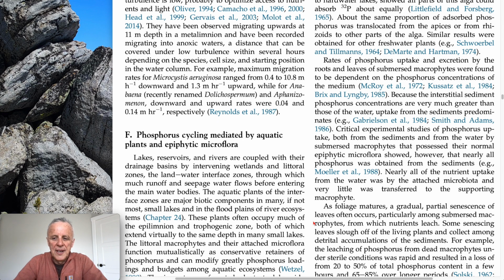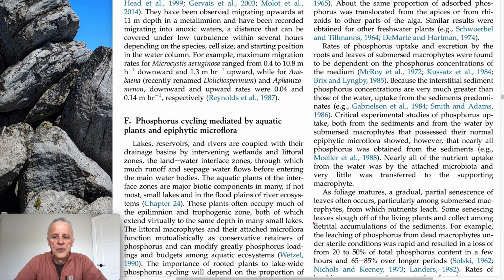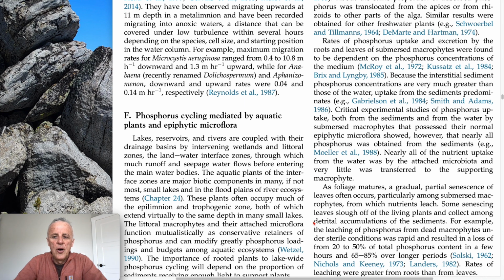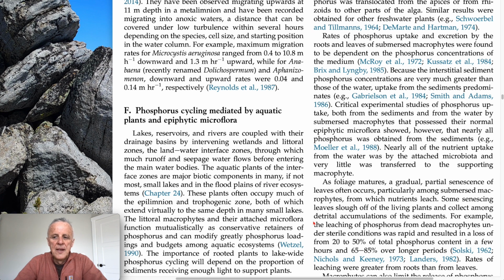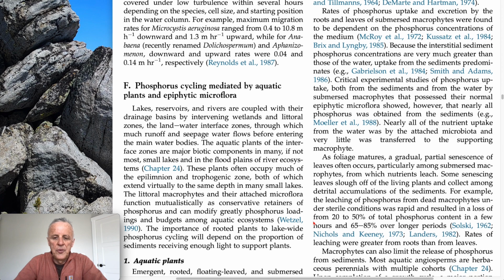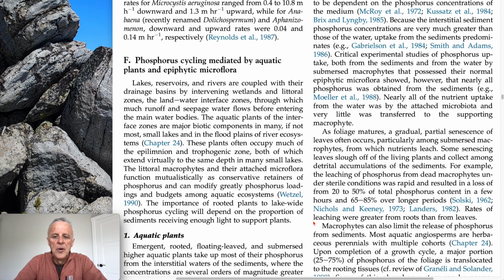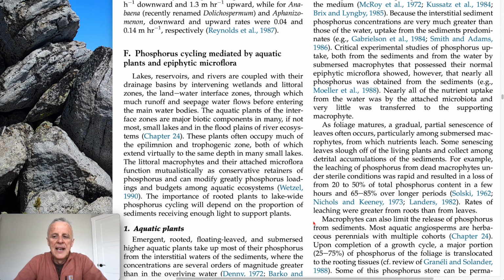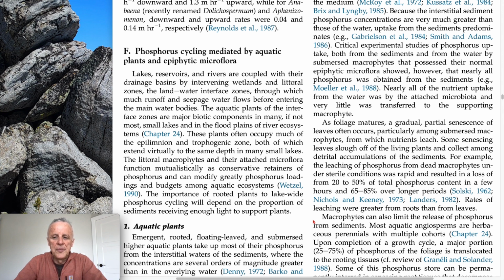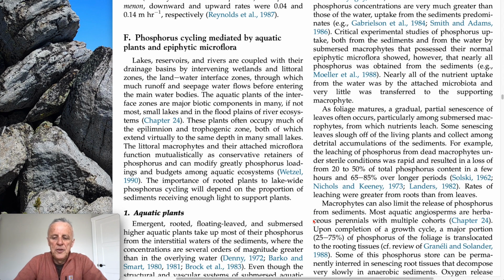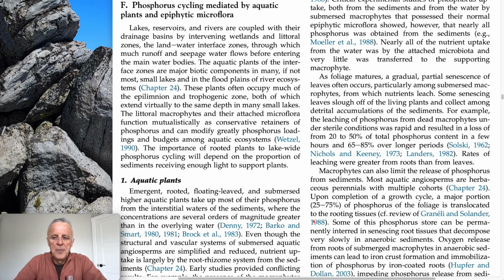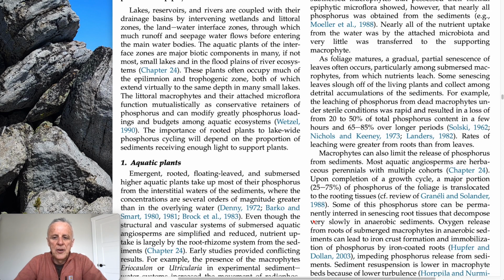Rates of phosphorus uptake and excretion by the roots and leaves of submerged macrophytes were found to be dependent on the phosphorus concentration of the medium. Because the interstitial sediment phosphorus concentrations are very much greater than those of the water, uptake from the sediments predominates. Critical experimental studies of phosphorus uptake both from the sediments and from the water by submerged macrophytes that possessed their normal epiphytic microflora showed, however, that nearly all phosphorus was obtained from the sediments. Nearly all of the nutrient uptake from the water was by the attached microbiota, and very little was transferred to the supporting macrophytes.